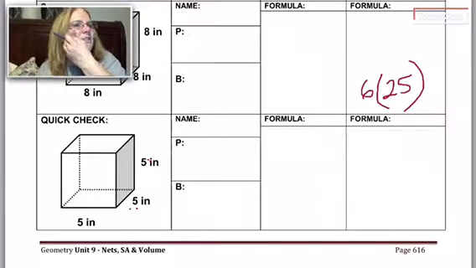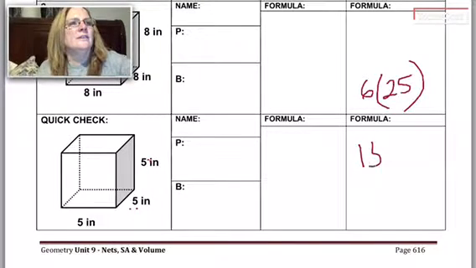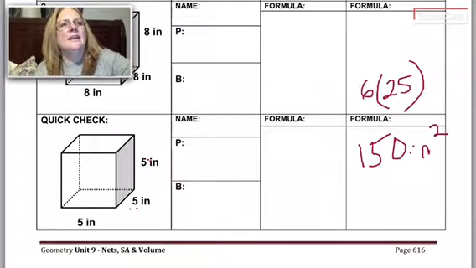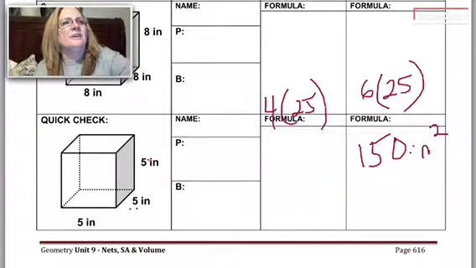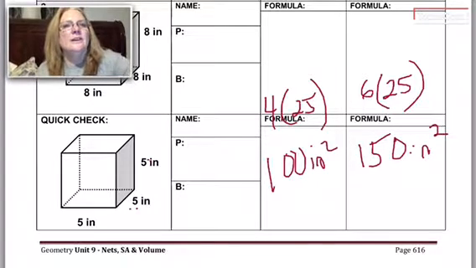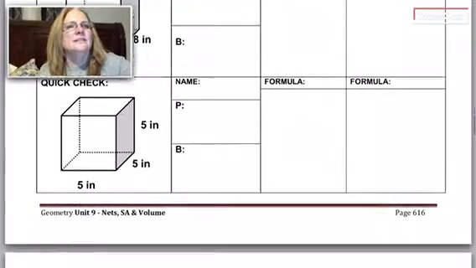So 6 times 25 would be 150 inches squared. And the surface area, the lateral, is just the 4 sides, so you could have done 4 times 25. It would be 100 inches squared. Okay, so now let's look at what is next.